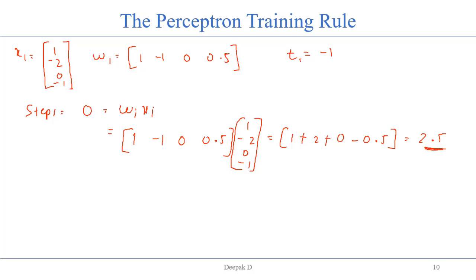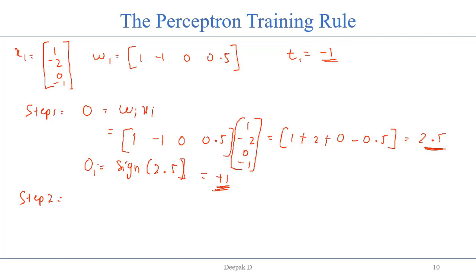So this value is applied to the sign function. The sign of 2.5, what we receive, is +1. But what we actually expected is -1. So hence a correction is needed in this step, because the expected value is -1, but what we have received is +1. So the second step is we have to update the weights with respect to the instances.